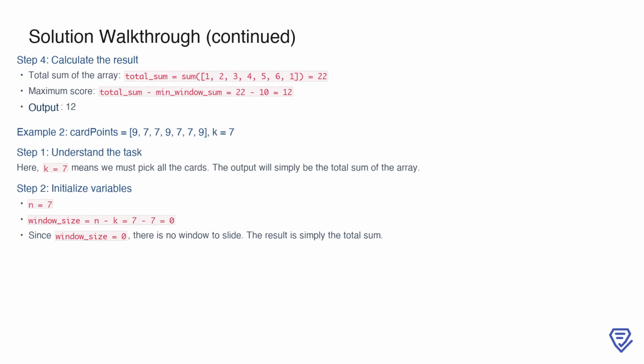At this point, we calculate the result. The total sum of the array is 1 plus 2 plus 3 plus 4 plus 5 plus 6 plus 1, which equals 22. To find the maximum score, we subtract the smallest window sum, 10, from the total sum. This gives us 22 minus 10, resulting in a maximum score of 12.